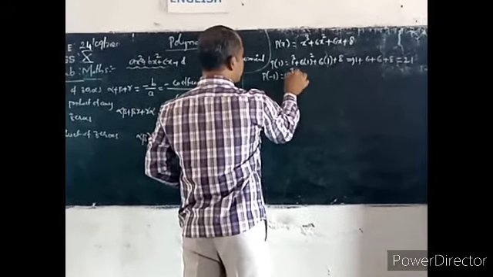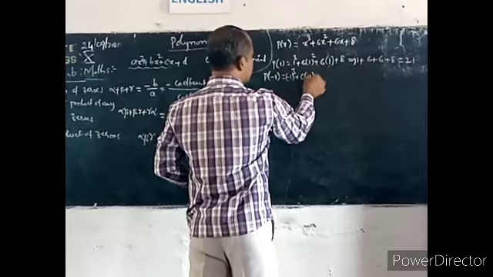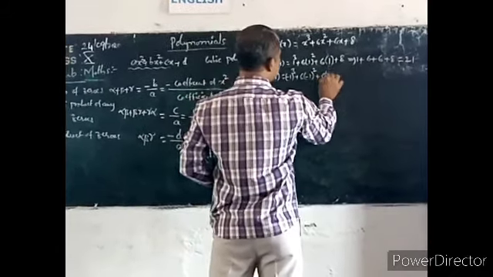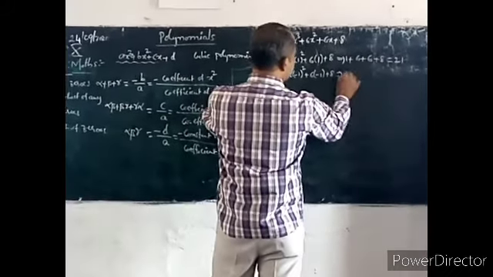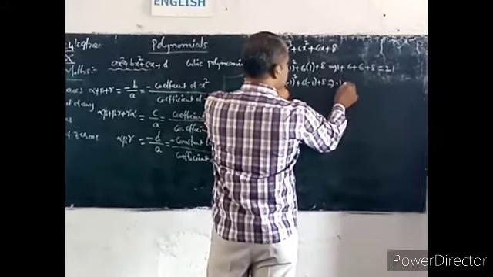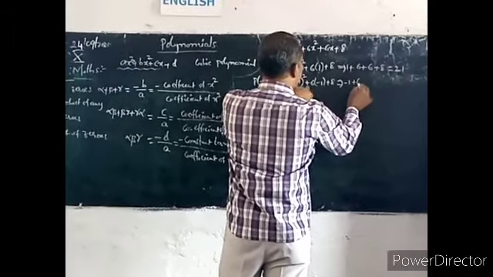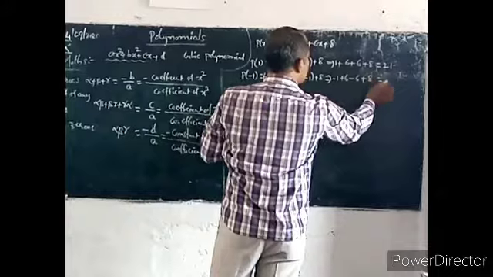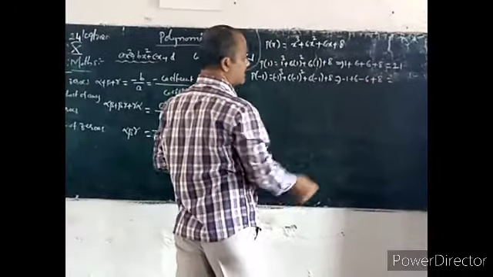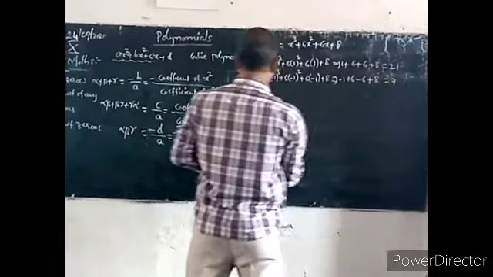Next, p of minus 1: minus 1 cube plus 6 into minus 1 square plus 6 into minus 1 plus 8. Minus 1 cube is minus 1, plus 6, minus 6, plus 8. Here 6 gets cancelled. 8 minus 1 is 7.